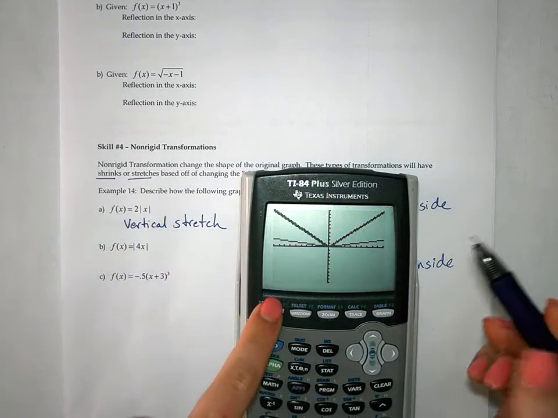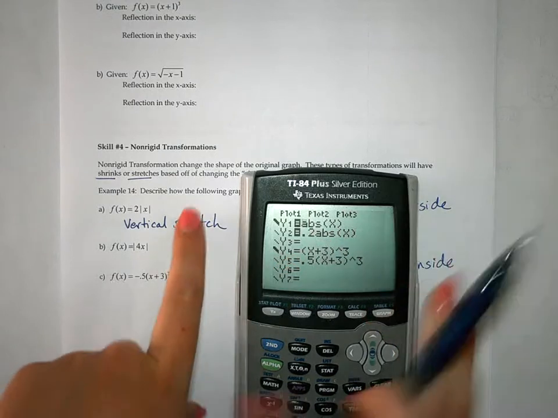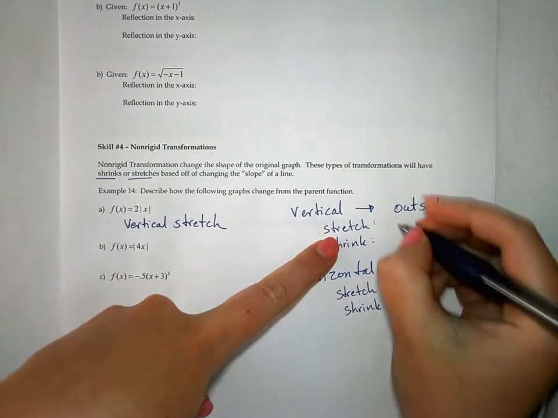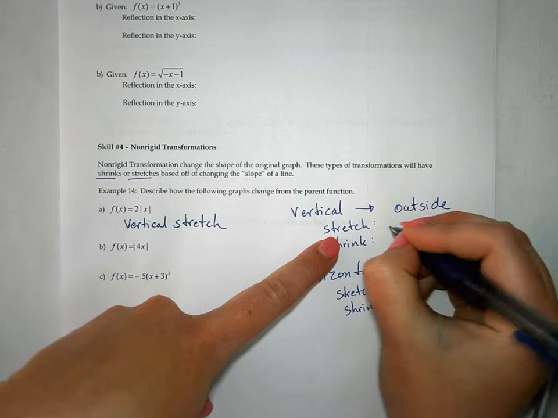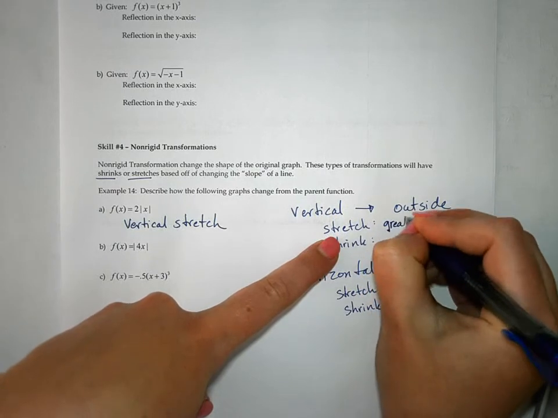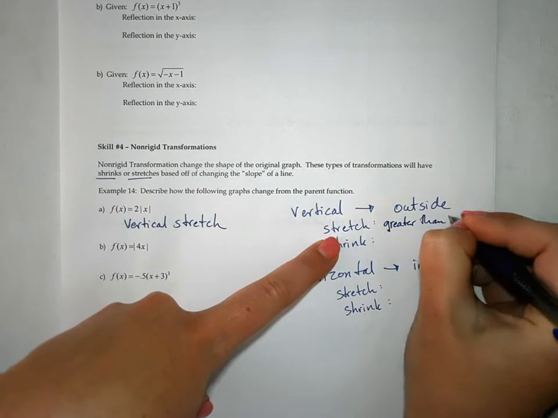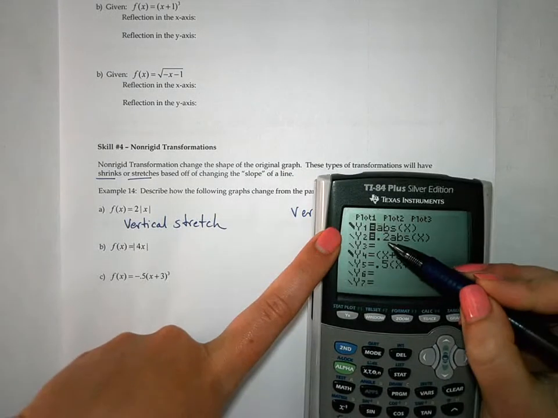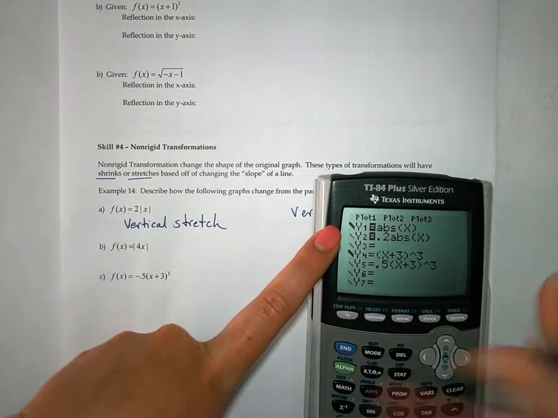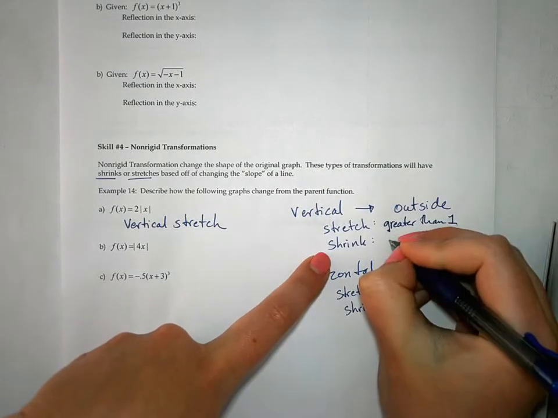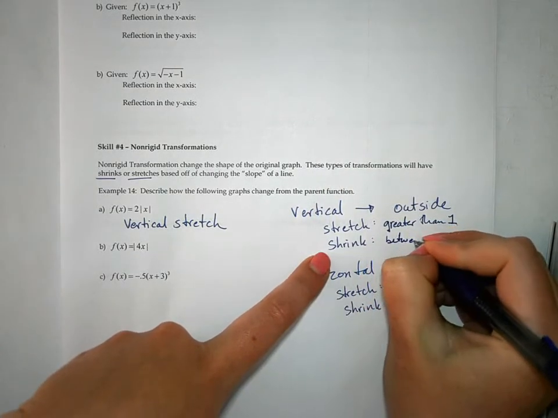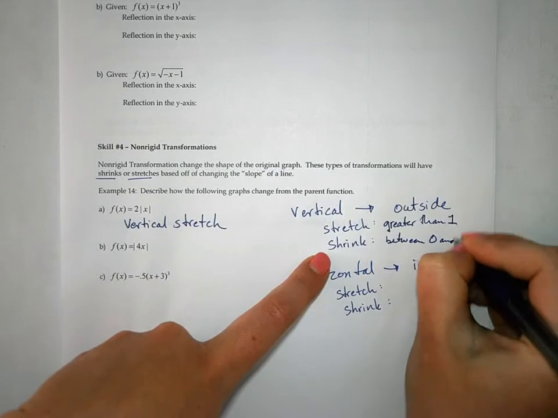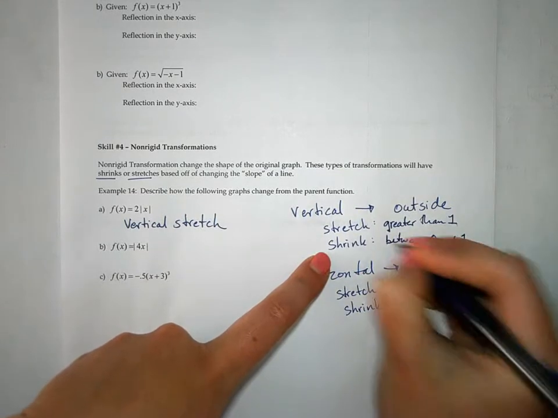So if you have a number on the outside that's greater than 1, we're going to call it a stretch. Greater than 1. And a shrink, not just if it's less than 1, but if it's between 0 and 1. So if it's a decimal or a fraction between 0 and 1.